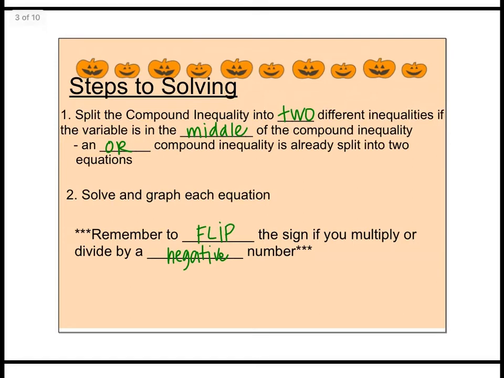So here are some steps that might be helpful when you're solving compound inequalities. Step 1 is to split the compound inequality into two different inequalities if the variable's in the middle of it, which means it's an "and." An "or" compound inequality is already split into two inequalities, which means you can skip step 1. Step 2 says solve and graph each equation. And actually, that should be inequality. Solve and graph each inequality, because we're working with inequalities, not equations. Remember to flip the sign if you multiply or divide by a negative number. That still holds true here, as with regular inequalities.